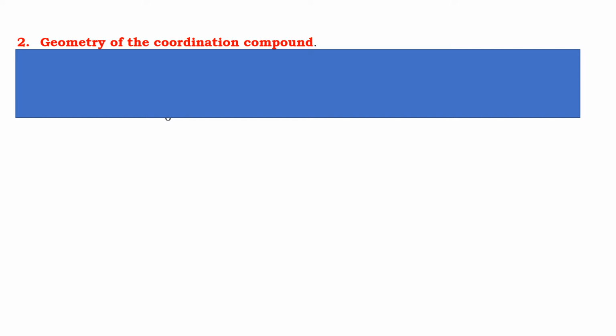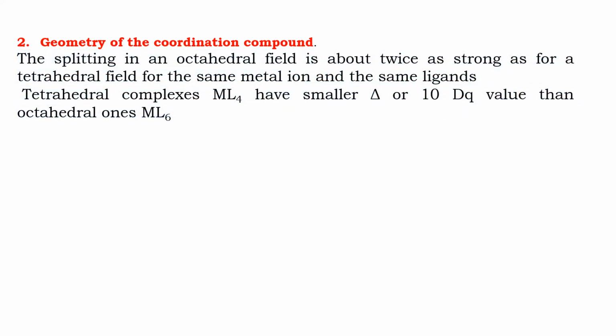It is observed that the crystal field splitting of octahedral compounds is greater than the crystal field splitting of tetrahedral compounds. So, as far as geometry is concerned, octahedral complexes have a greater 10Dq value, or greater 10Dq splitting, than tetrahedral complexes. See here.